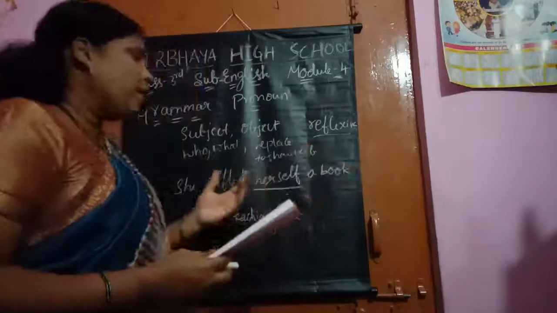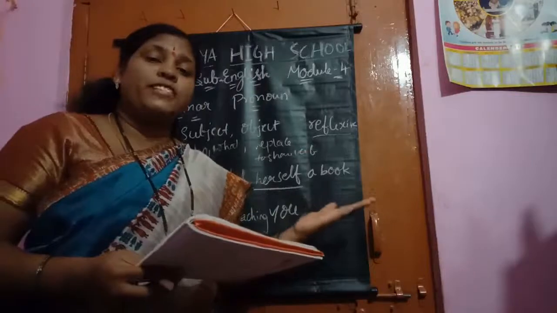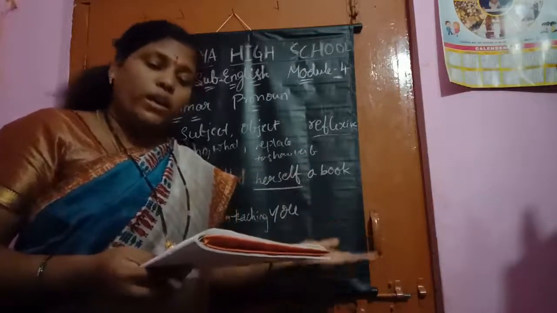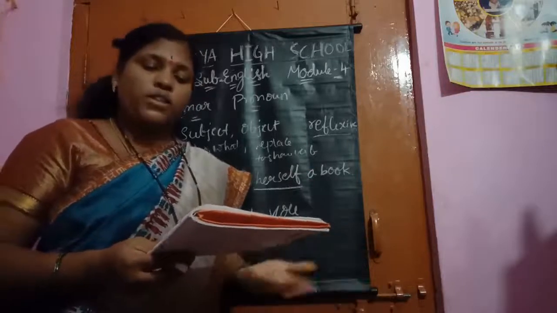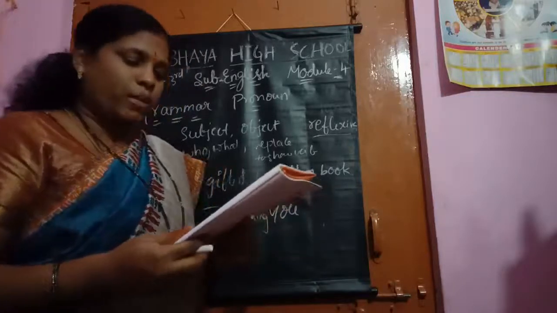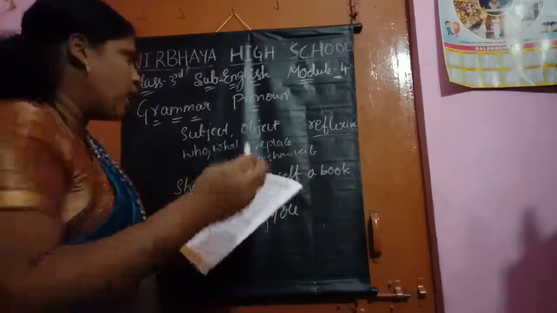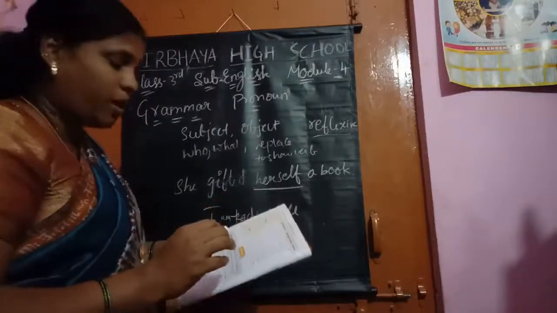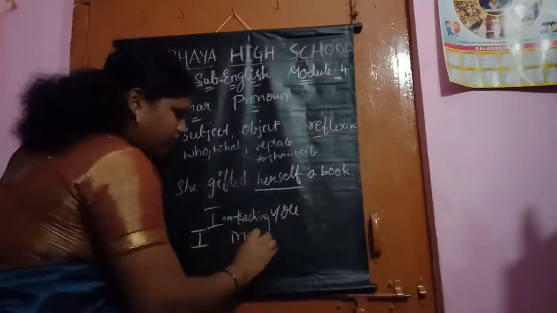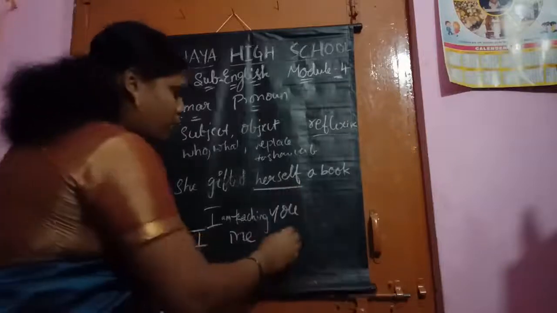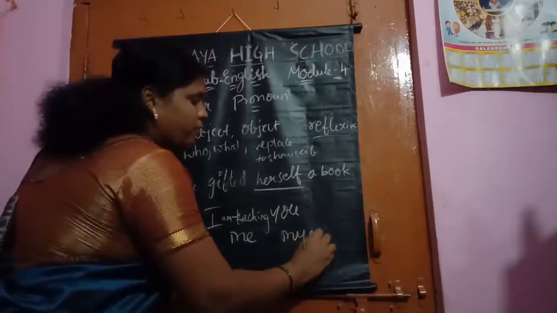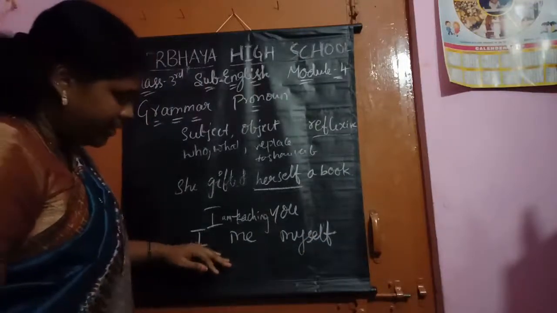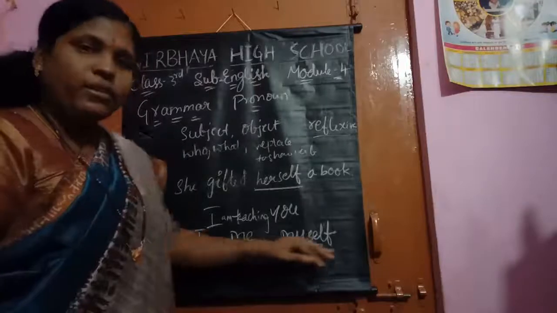See here, singular and plural. I have already taught you in the previous classes about the singular and plural. Singular means one, plural means more than one. Here, subject pronoun, object pronoun, reflexive pronoun, they are given. See, subject is what? I. And coming to object pronoun, me. Coming to reflexive, myself. Yes, children? See, this is the singular and it is subject, object, reflexive.